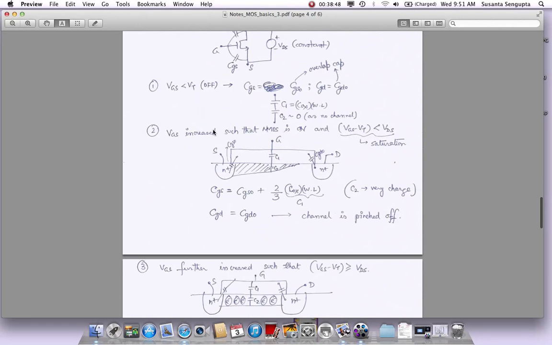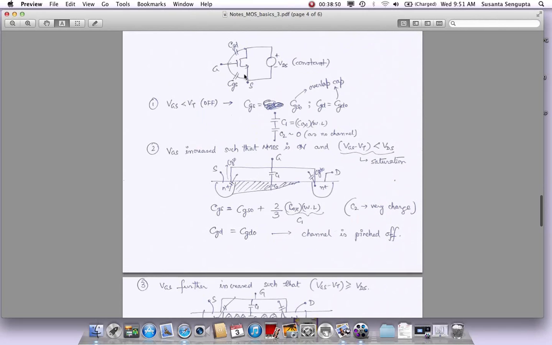Now comes the case, remember VDS is constant and we are increasing VGS. So VGS is increased such that now the NMOS starts to get on. It starts to get on, but still VGS minus VT, which is Vov, is less than VDS. What it means is VDS is still much higher than VGS minus VT. That's the condition for saturation. So the channel will form, but it will form in a pinched off way because this device is in saturation.